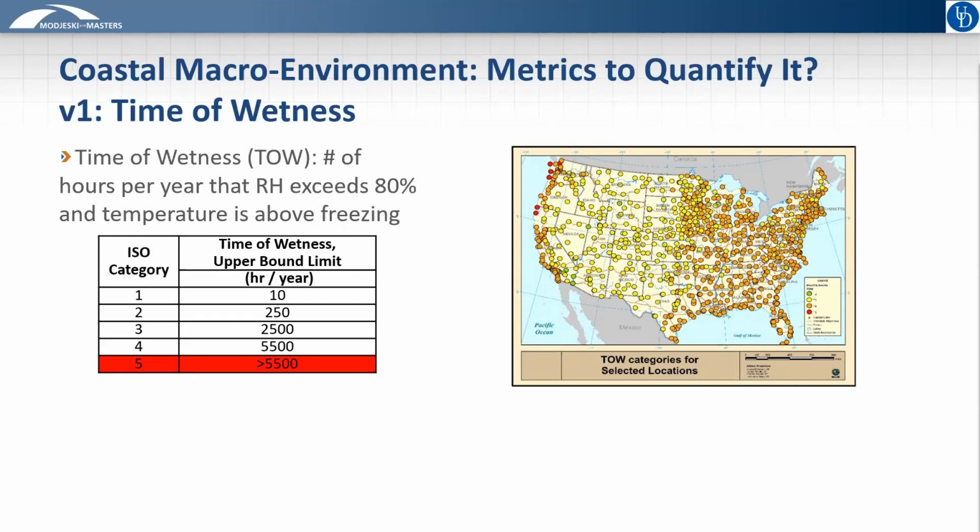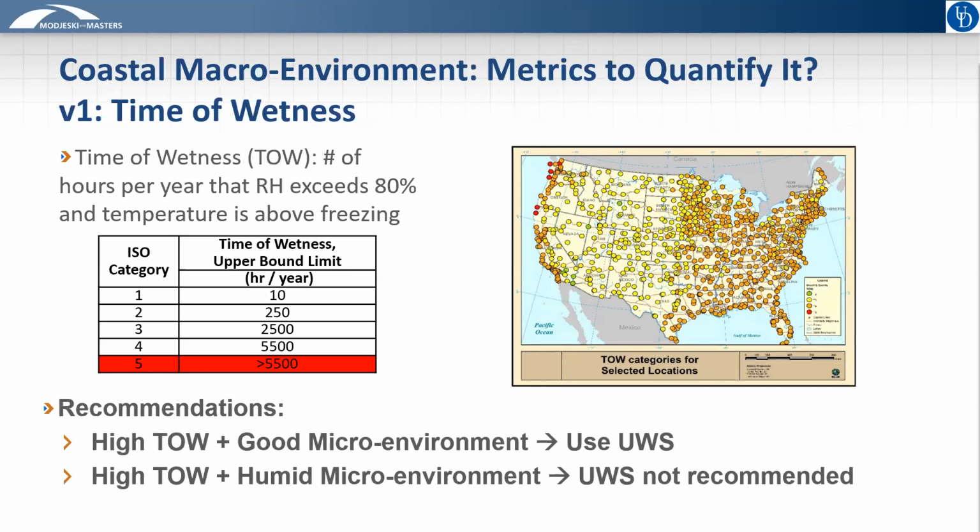And this was where the connection between the macro environment and micro environment started to become more apparent. So our recommendations are, in summary, if the microenvironment does not have any features that would further elevate the humidity, and I'll describe what those are momentarily, then uncoated weathering steel is recommended. Conversely, for microenvironments that do cause elevated humidity, uncoated weathering steel is not recommended.